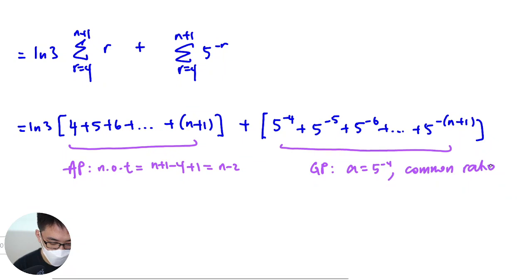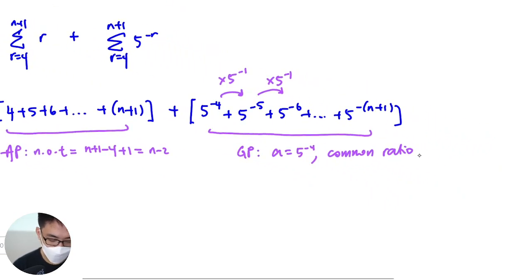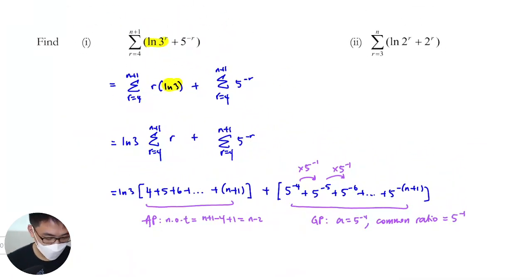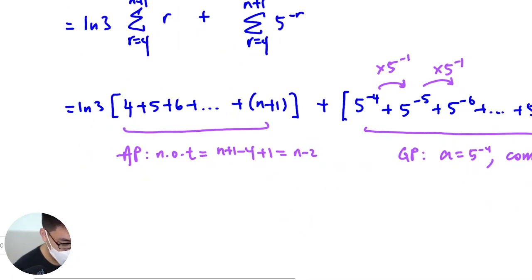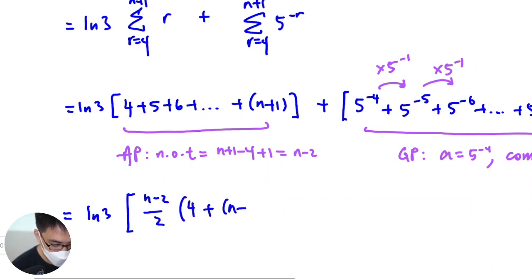Common ratio here, be careful. This one is actually multiplied by 5 minus 1. This is actually just... This case here will be the number of terms, n minus 2 over 2, times first term plus last term. Okay. So first term, last term.